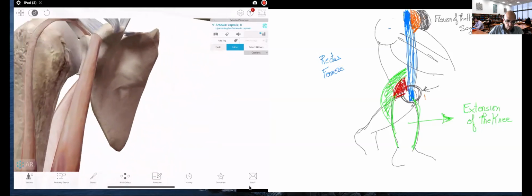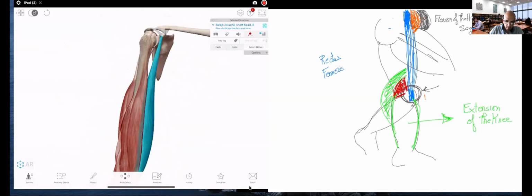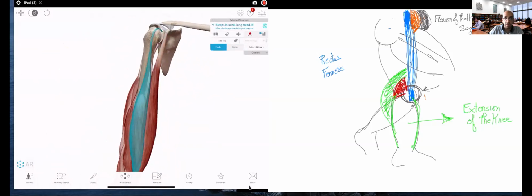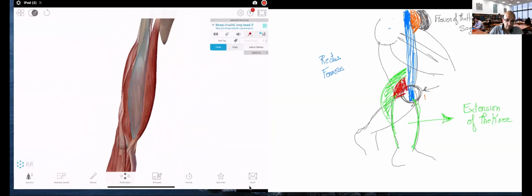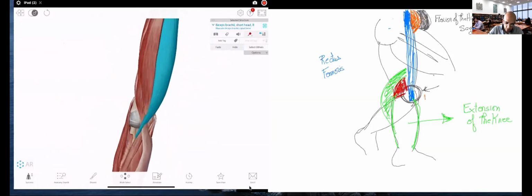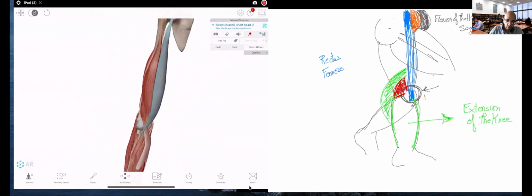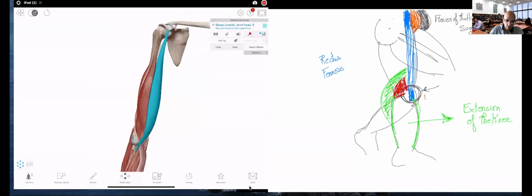So the one that gets its origin from the coracoid process is going to be my short head, and the one that gets its origin from the glenoid cavity or above the glenoid cavity, this is going to be my long head of the biceps brachii. If you notice on here, the biceps tendon is going to be inserted down in the radial tuberosity of the radius. Remember, the biceps is traveling in front of both the shoulder and the elbow joints.